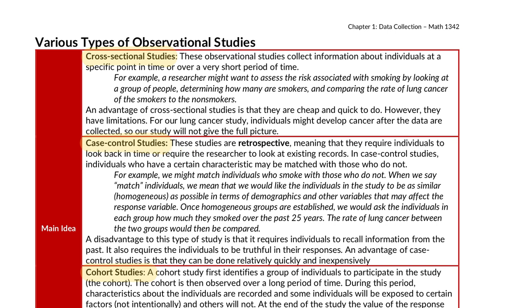Case control studies are retrospective. That word retrospective means that they require individuals to look back in time. Retro is looking back. So they require the researcher to look at existing records, but they'll be matched with similar groups of people to then decide some sort of association.